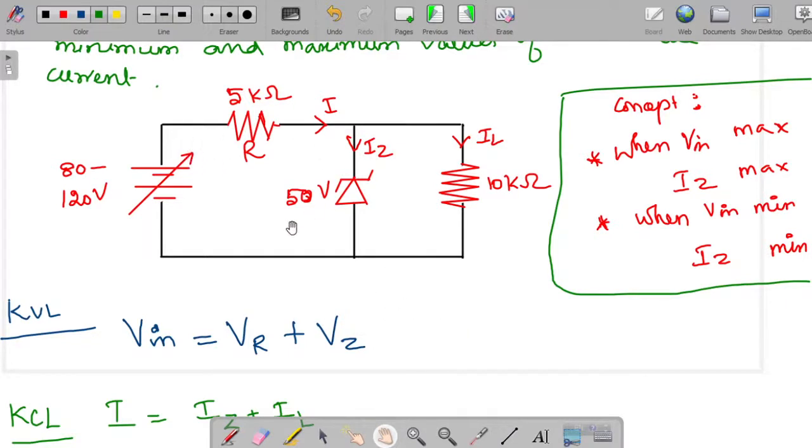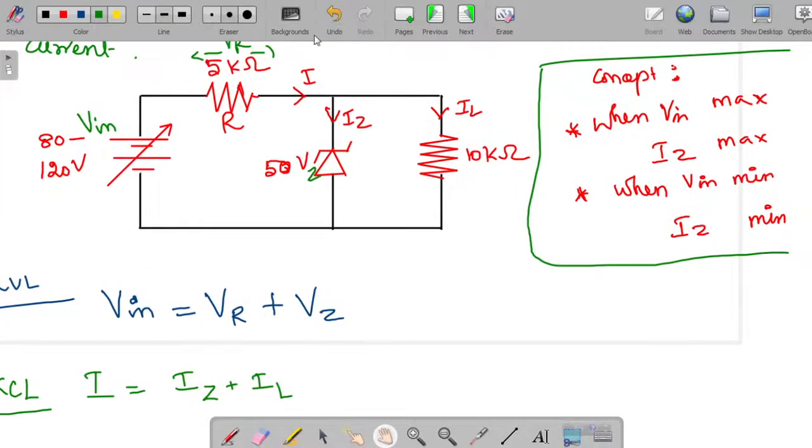Like KVL, if you apply KVL in this mesh, then it can be written as, this is our Vin, right? Vin is equal to this VR. The voltage across this one can be taken as VR, and the voltage across this one is VZ. Okay, so Vin is equal to VR plus VZ, like that we can write.